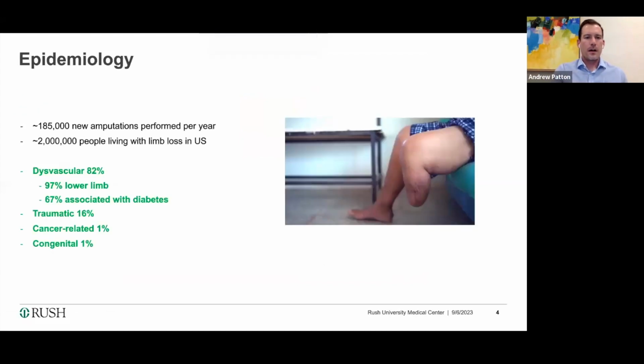Covering some of the epidemiological numbers here, about 180,000 new amputations per year. That's a significant amount. I misspoke a second ago: it's not people, this is amputations. So there are people who are getting multiple amputations throughout their lifetime. You could see somebody who has bilateral lower extremities, or an upper and a lower. And then there's about 2 million people living with limb loss in the United States at any given time. So that's the prevalence.